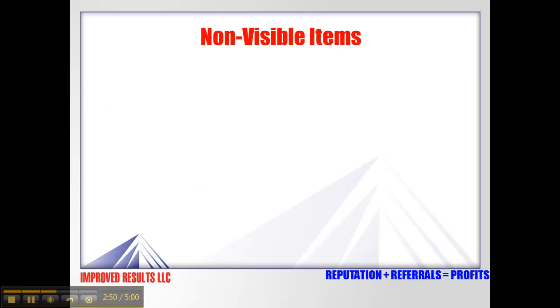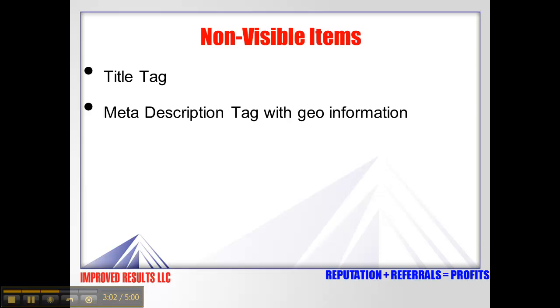Now, in terms of non-visible items, we're talking things like your web page title tag. Each web page has a title tag. We'll show you an example of that next week. Each web page should have a meta description tag with geo information, particularly when we're talking about local. Geo is not that important for non-local. We'll show you some examples of that next week. This can get very, very complicated in terms of putting this information together, but the more complete you have it, the better results you're going to get.